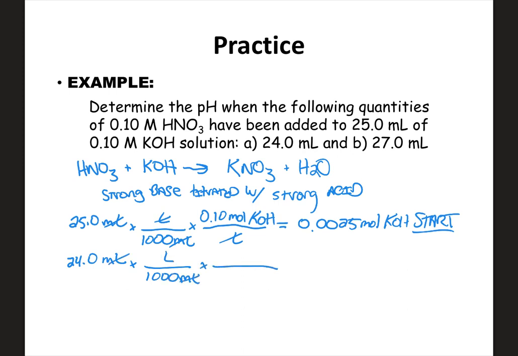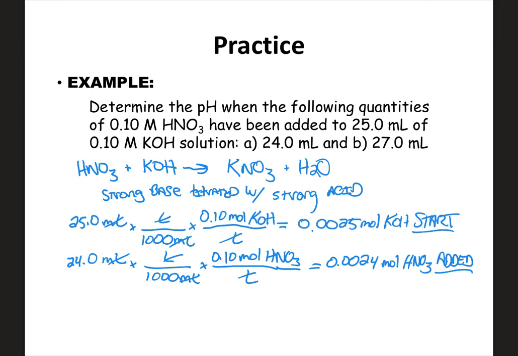And now that I'm in liters, I can use the concentration. I know that the acid is 0.10 molar, so there's 0.10 moles of the nitric acid for every liter. And from that, I know that there's 0.0024 moles of my nitric acid that I added. Again, I like to label this so that I can keep myself going here and not mess up these problems. So I started with 0.0025 moles of KOH. I added 0.0024 moles of acid.